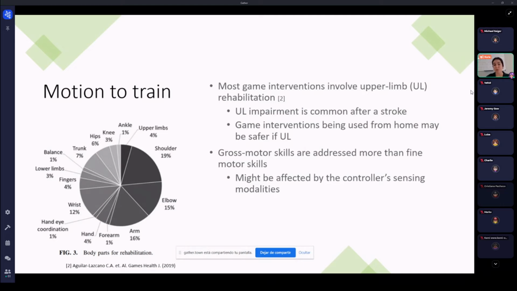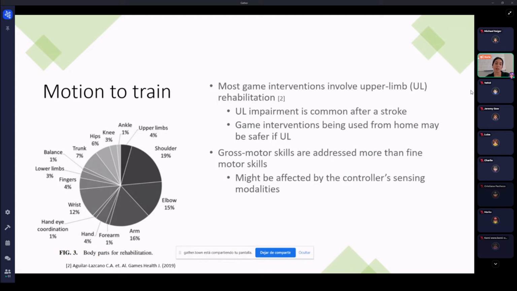And another thing that could influence this is that game interventions, when being used from home, might be actually safer if they target upper limb, especially because without supervision, if you are training the lower limb, you might risk the patient to fall.